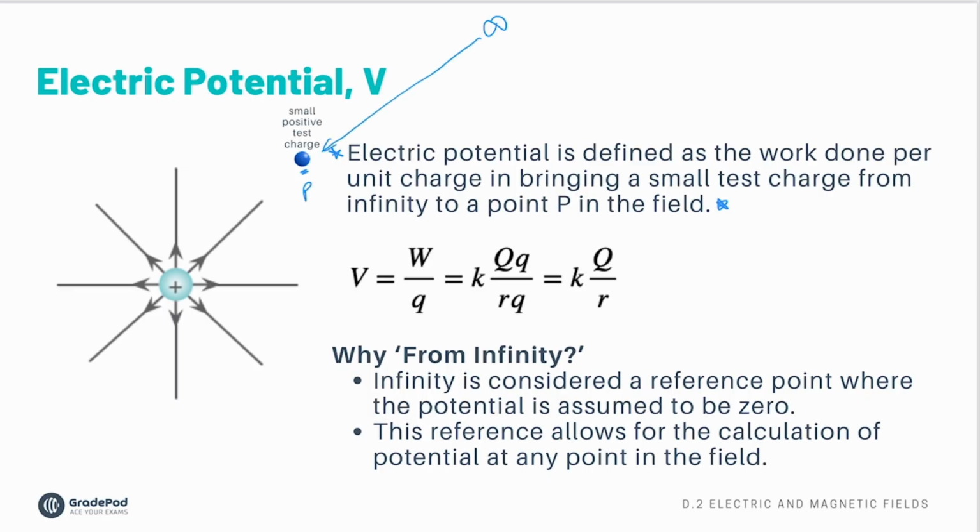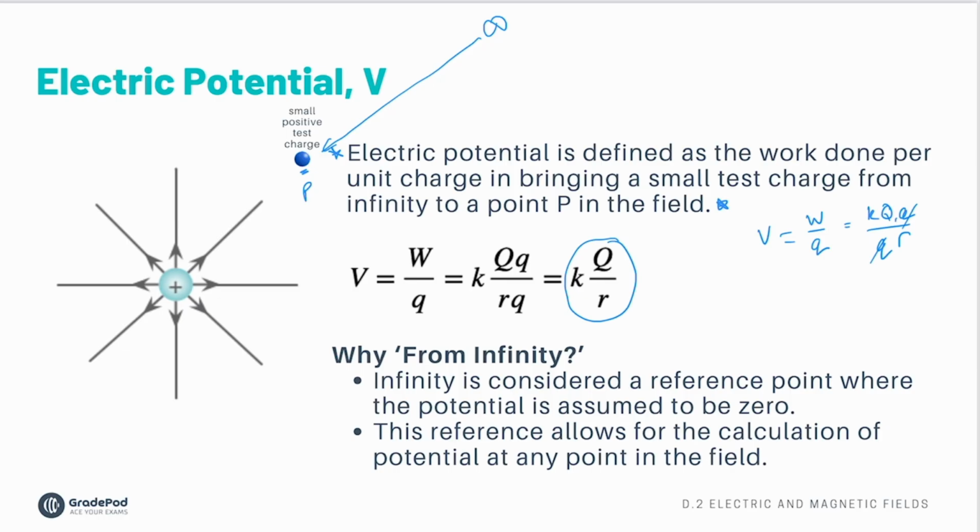And the equation, well, we can work out the equation, but it's given in the data booklet anyway. Work done per unit charge. Work done is equal to energy transferred. And from the last slide, we know that energy transferred was K, Q1, Q over R. And work done over Q, they cancel out. So our equation for electric potential is that. You don't have to derive it. That's the equation for electric potential. It will be given in your data booklet.